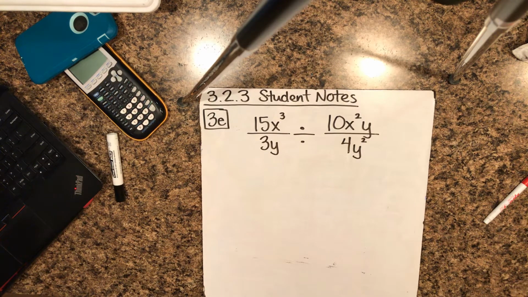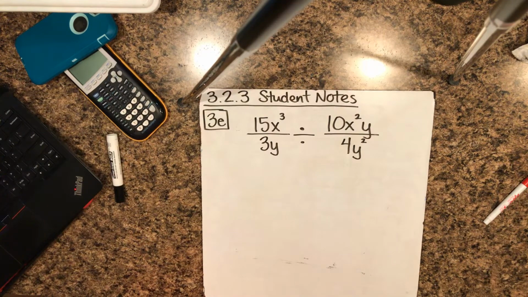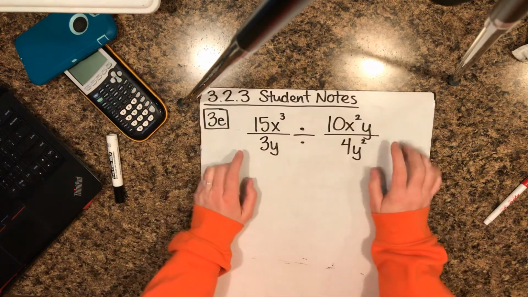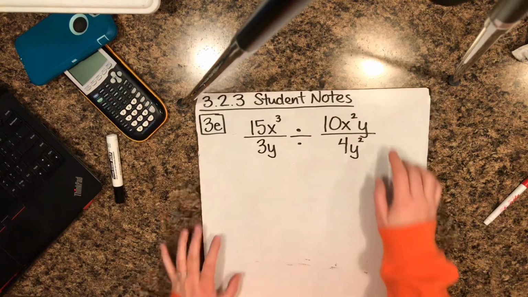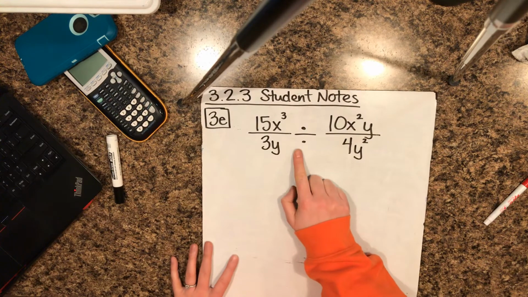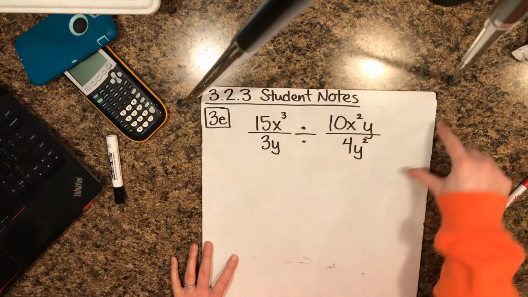All right, this is Algebra 2, 323 student notes number 3E. So if you're wondering how do we divide rational expressions, remember that a rational expression is just something written as a ratio or a fraction. Remember when we're dividing, we're going to flip the second fraction only and just multiply straight across.